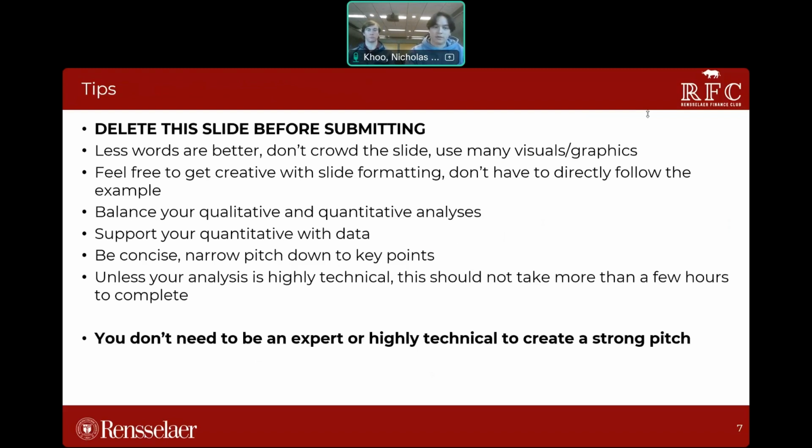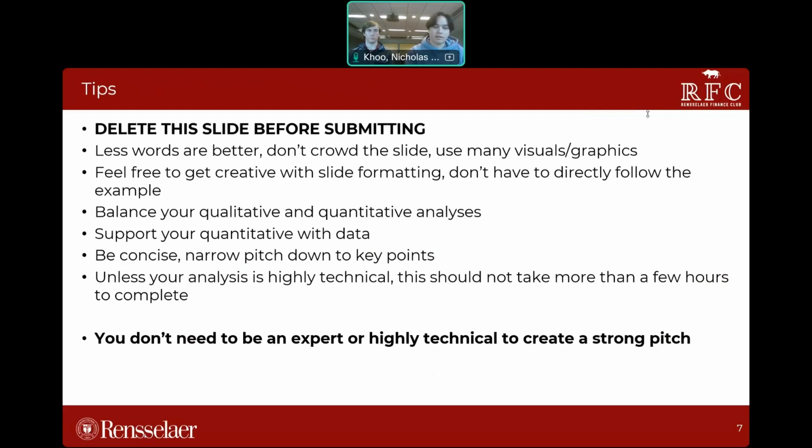You want to make sure you're balancing your qualitative and quantitative analyses. We want to see you use both of those. Any quantitative analysis that you're performing, please support with data. Make sure you're narrowing your pitch down to key points, creating an investment thesis.